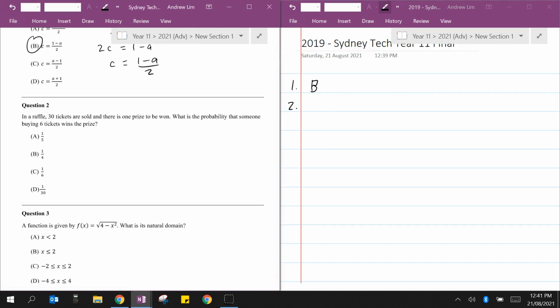Question 2. In a raffle, 30 tickets are sold and there is one prize to be won. What is the probability that someone buying 6 tickets wins the prize? So this person has 6 chances out of 30. So that's 1 out of 5.